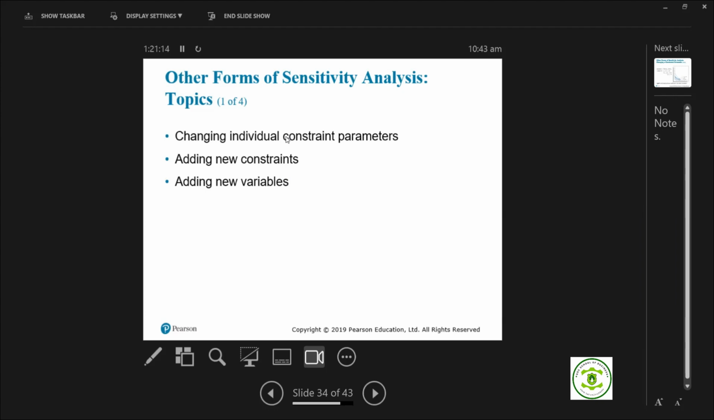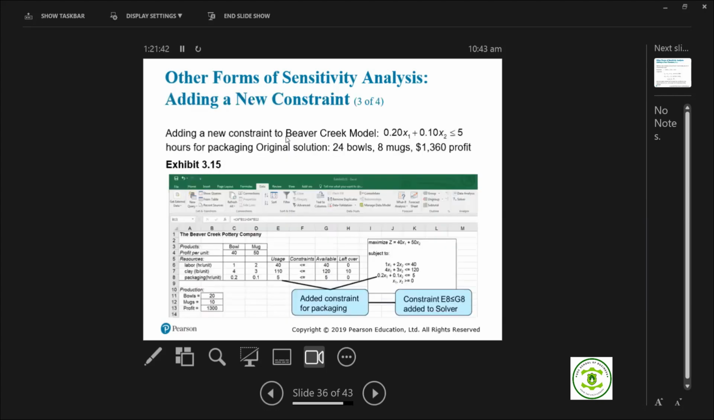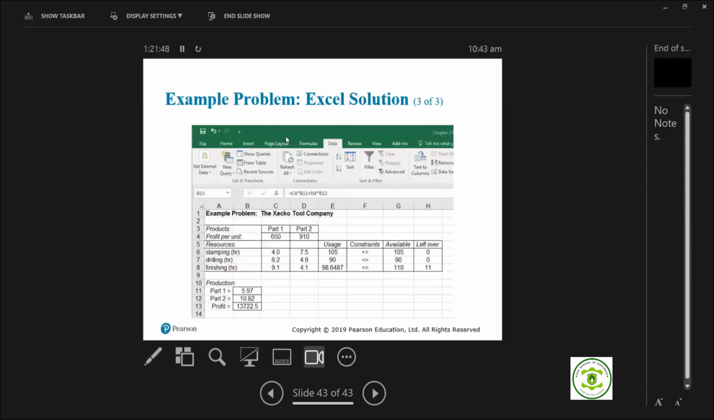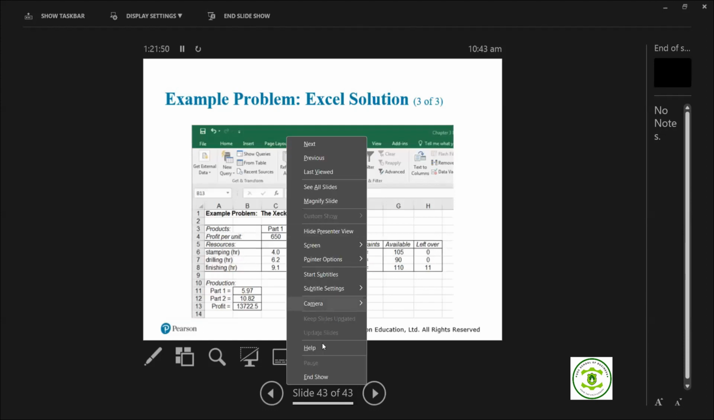So the sensitivity analysis can still involve changing individual constraint parameters, adding new constraints. In other words, you can have more than 2 constraints. You can include adding new variables, so you can add a 3rd variable. And then the answer would still be this. I mean, you can still do the analysis. You can follow and then do the analysis. But I want us to take this example.